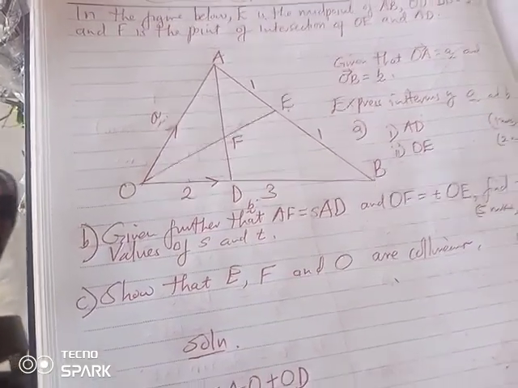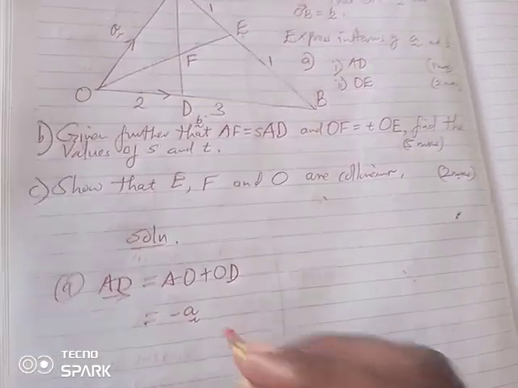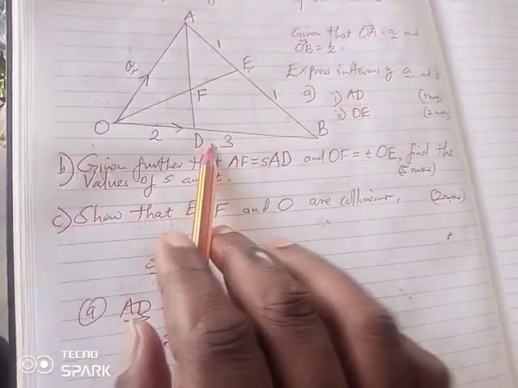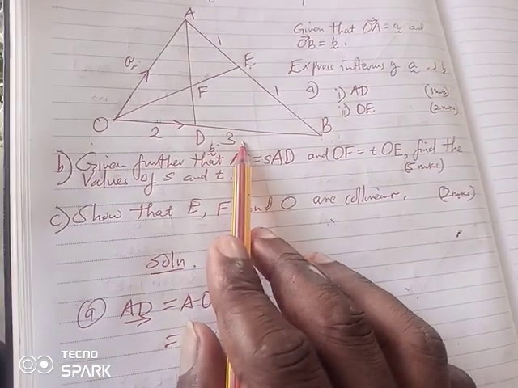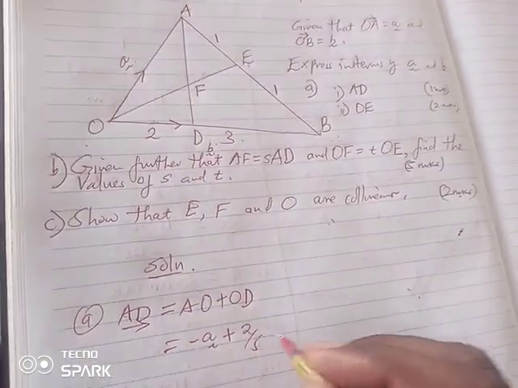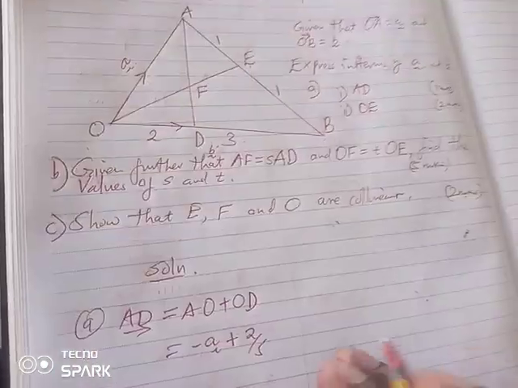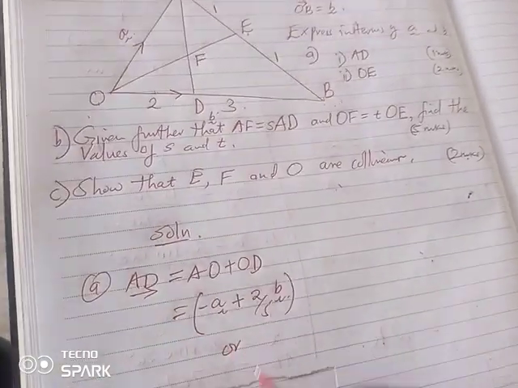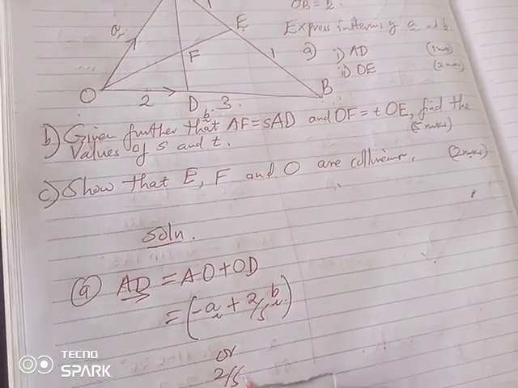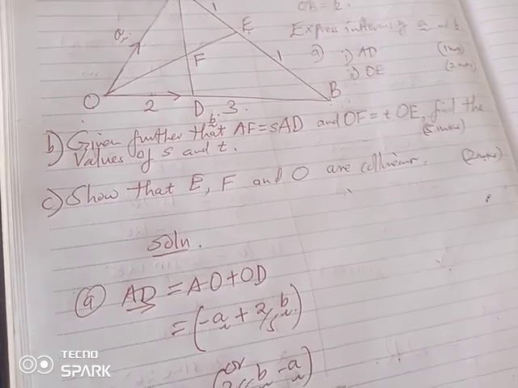Vector OA is negative vector A, plus OD. I'm not going a full OB, I'm just going 2 steps out of the 5. So 2 out of 5 of OB, and OB is represented by vector B. We can leave it there, or some people can rearrange it and say 2 over 5 B minus vector A. So this or that is no big deal.